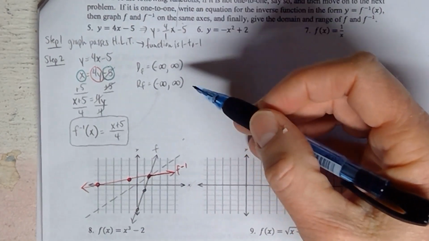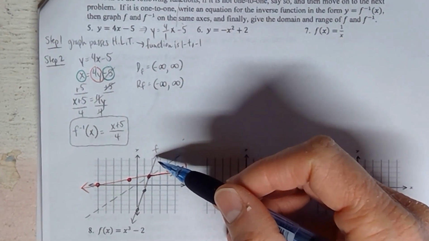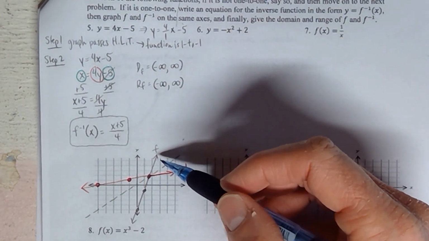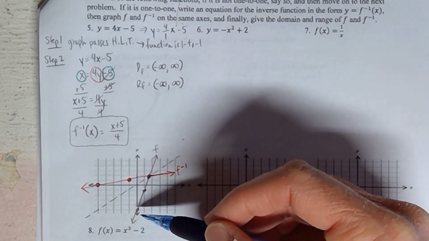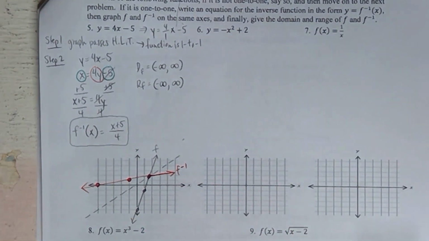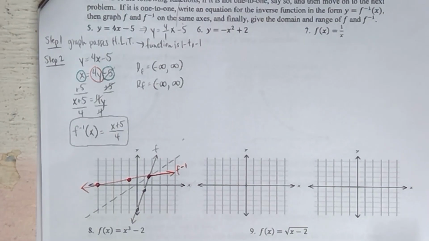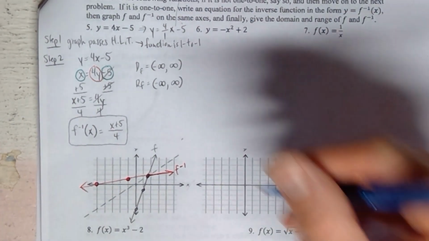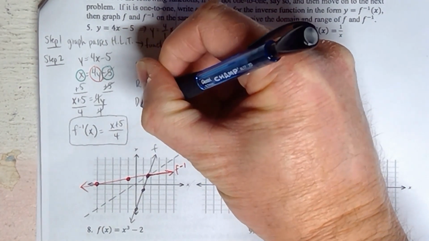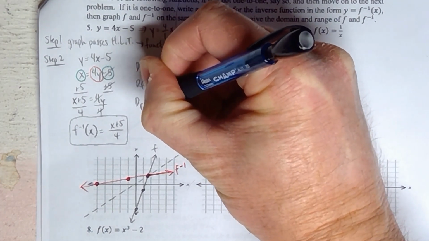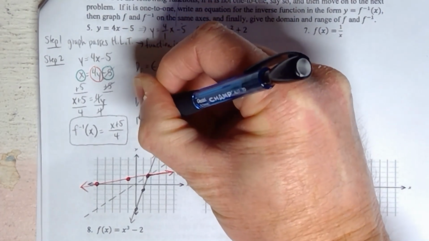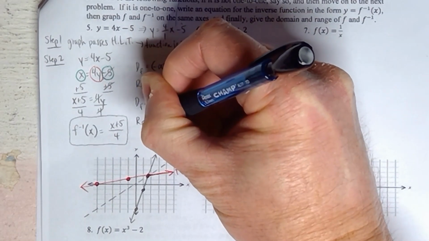if you have a line, any line at all, doesn't matter what it is, as long as it's a diagonal line and it's not horizontal or vertical, the domain and range will always be the whole thing from negative infinity to infinity. The entire number line if you were to graph it on a number line. So, what about the domain of f inverse and the range of f inverse?